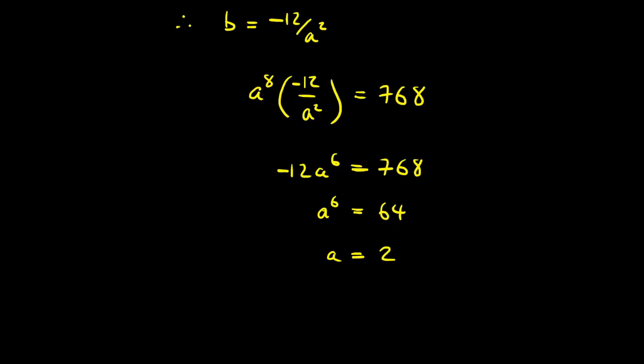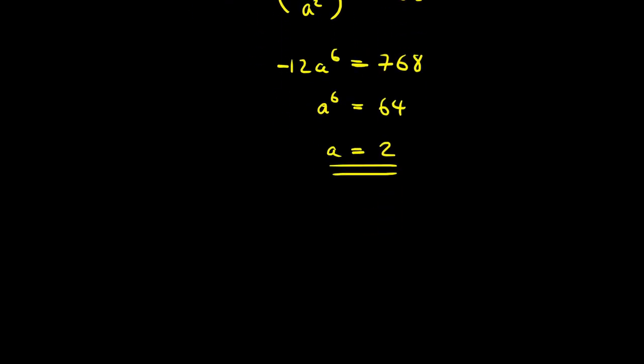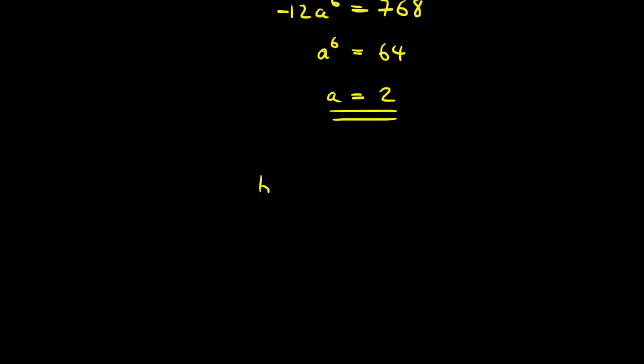I think hopefully you should recognize that therefore a is going to be equal to 2. 2 to the power of 6 is 64. So if a is equal to 2, then b is going to equal negative 12 over 2 squared. 2 squared is 4, and 12 divided by 4 is 3. So there we go. a is equal to 2, b is equal to negative 3 rather, and that should be the answer to your question.